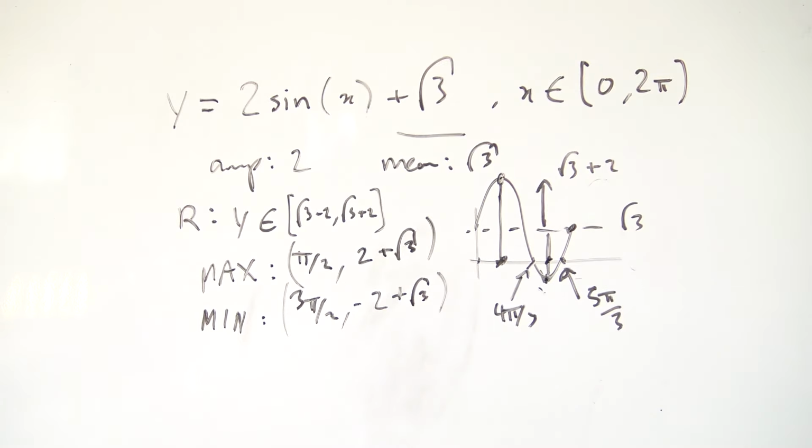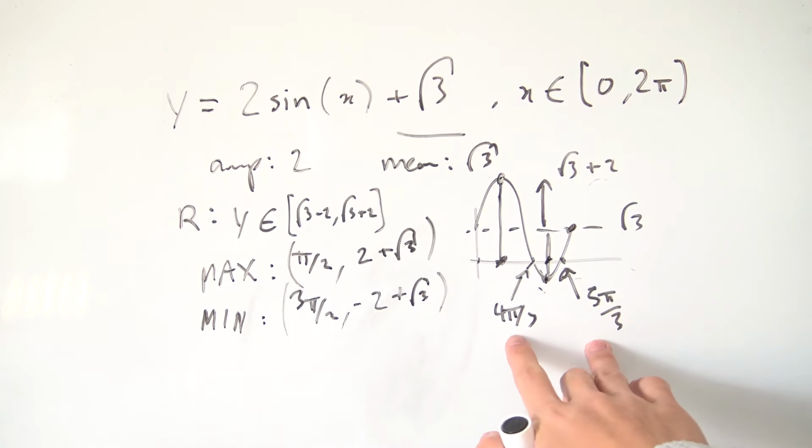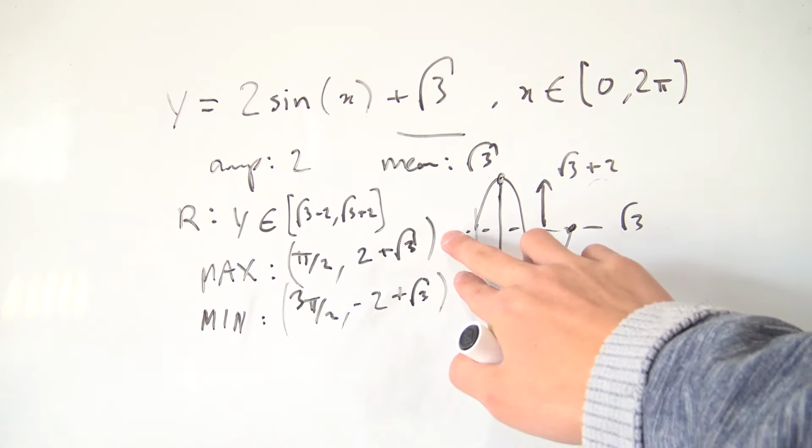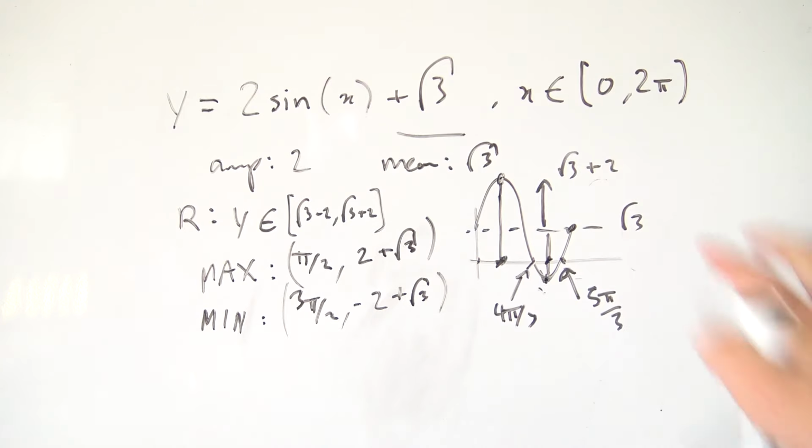Alright, so we've already come up with a whole heap of information about this graph. We've figured out the range, we've figured out all the x-intercepts, and we figured out where our maximums and minimums occur in this domain right here. So the final thing to do is to sketch a final graph for this thing.